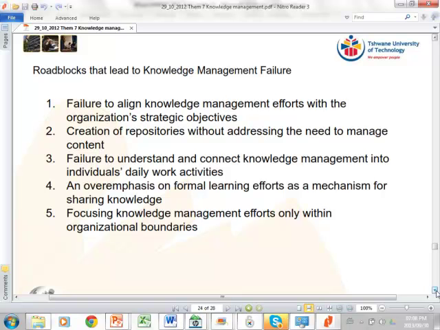Creation of repositories without addressing the need to manage the content. Okay, I don't think I need to go into that in detail. It's what we were talking about, the PMIS. It's not just software. You have to manage it. You have to make sure that the correct data is entered and that everybody has the same understanding of the data that goes in.